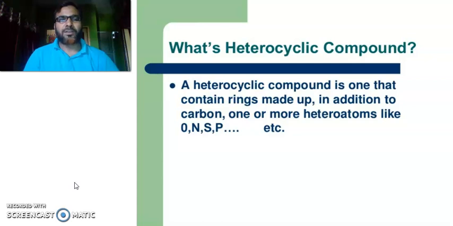Today in this video, we are going to learn about heterocyclic compounds. So what is a heterocyclic compound? A heterocyclic compound is one that contains rings made up, in addition to carbon, of one or more heteroatoms like oxygen, nitrogen, sulfur, phosphorus.